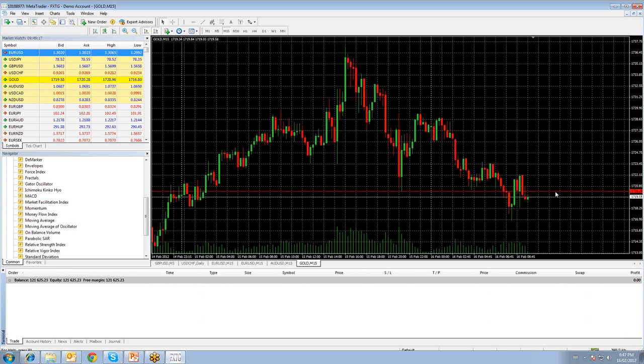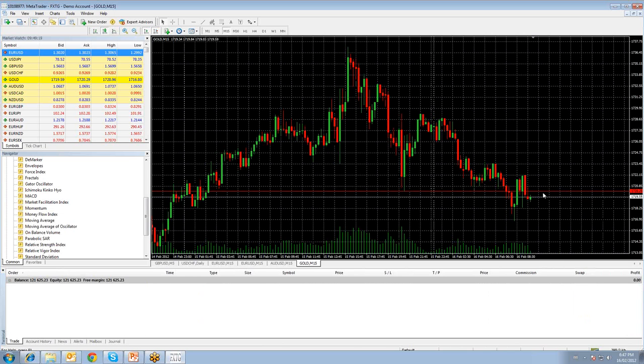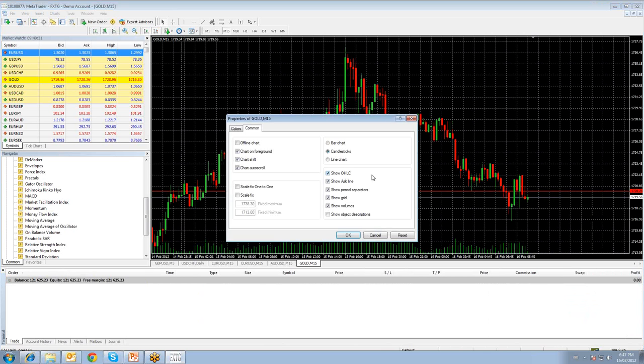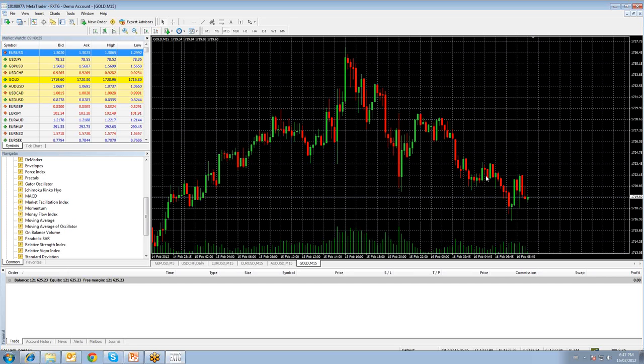Okay, I've just put a bid and ask line. That's why we're seeing that red there. I'll remove that bid and ask line so as not to confuse us. So we're looking at gold at the moment.